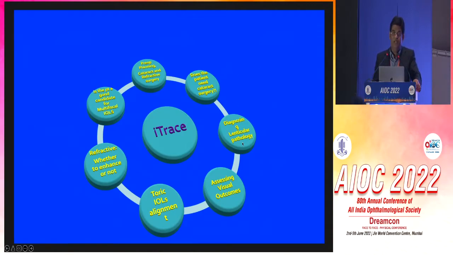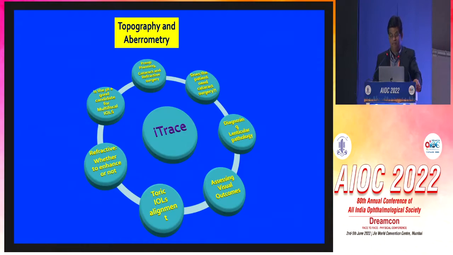It can help us in diagnosing certain lenticular pathologies. It can help us in assessing the visual outcomes. It can help us in planning the toric IOLs. It can also help us in deciding whether the refractive complicated patient with residual error needs enhancement or can we just leave him alone? And most important, is this patient a good candidate for multifocal intraocular lenses? So I'll just be going through them in the next 10 minutes or so.